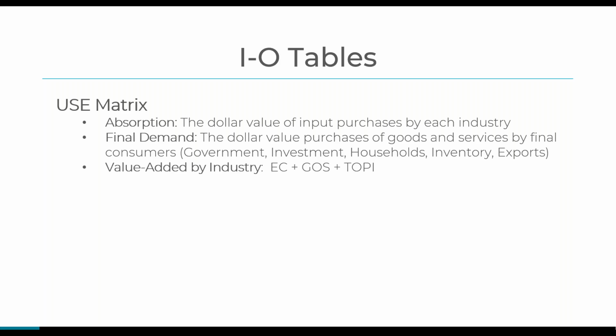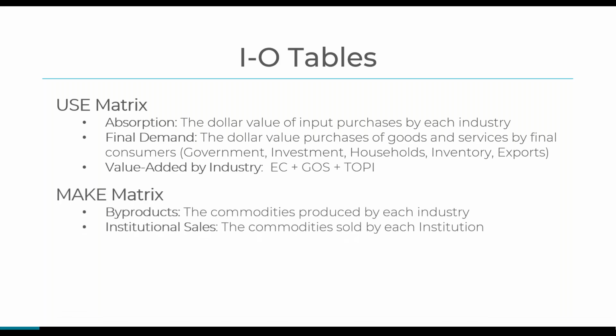And we also have value added by industry. So that value added in the BEA consists of employee compensation, so fully loaded wages, gross operating surplus, which is proprietor income and corporate profits, and taxes on production and imports net of subsidies.